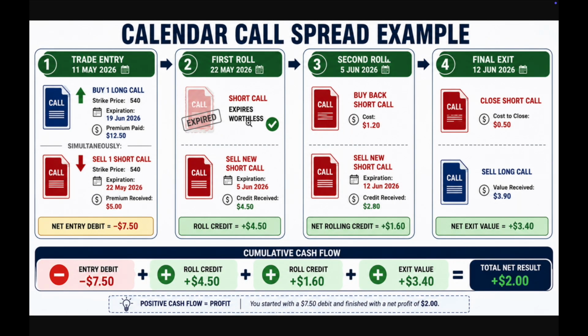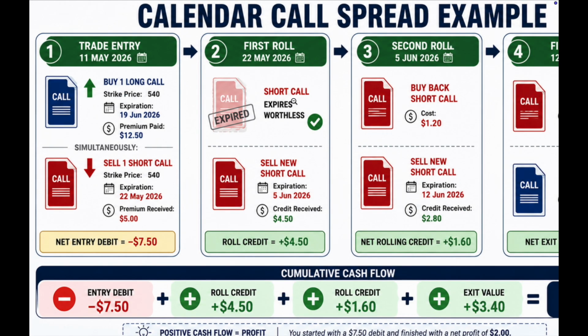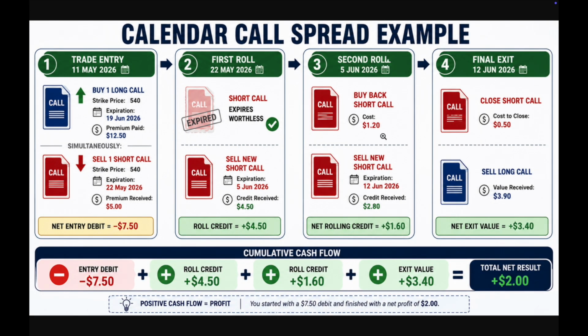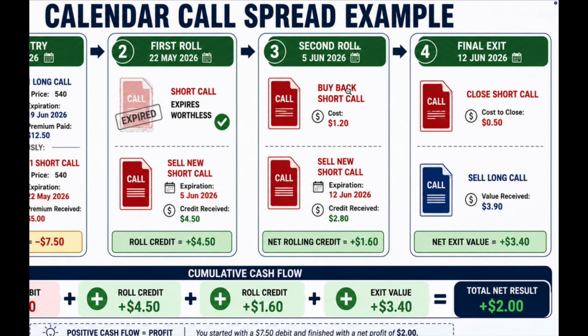On 22nd of May, the short call expires worthless and I sell another short call expiring on 5th of June, collecting a net credit of $4.50 per contract. Then on 5th of June, I buy back the short call for $1.20 and sell another short call expiring on 12th of June, collecting $2.80. This results in a net rolling credit of $1.60 per contract.